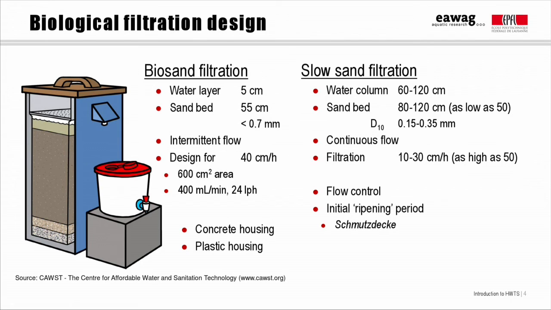Now, this model also has a hydraulic control so that the outlet is here, which is at the 5 centimeters level, so the water will never run dry. And with a cross-sectional area of about 600 square centimeters and a design rate of 40 centimeters per hour, that translates to about 400 milliliters per minute, which can be treated, or 24 liters per hour. So that means one batch of 12 liters should take about half an hour to be completely treated.